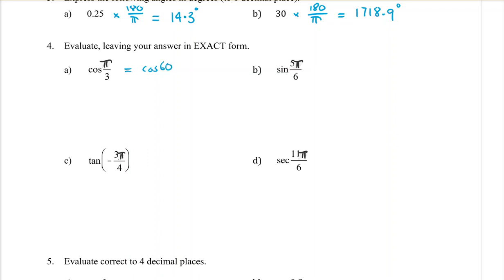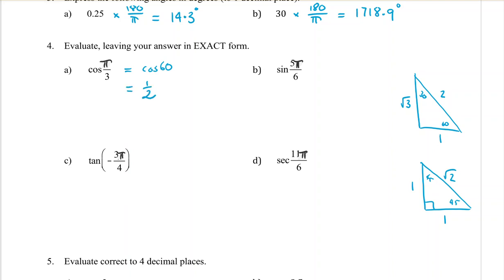If I want to know the exact value of 60 degrees, that comes from the exact value triangle, which looks like this. This is on your formula sheet, and we'll probably need the second one as well, so I'll draw that while I'm at it. Okay, so cos of 60, go to the 60-degree angle. Cos is adjacent over hypotenuse, so that's 1 over 2. So the exact value of cos pi over 3 is a half.